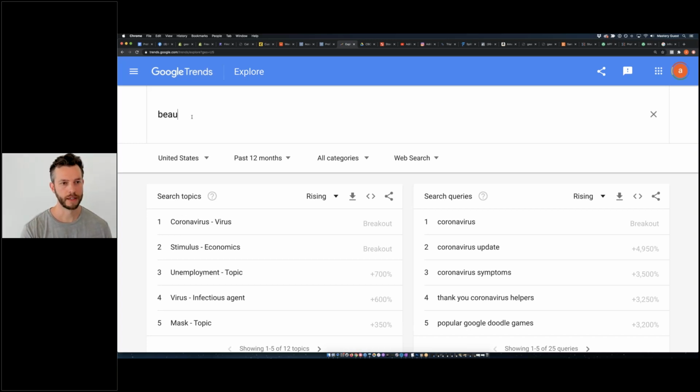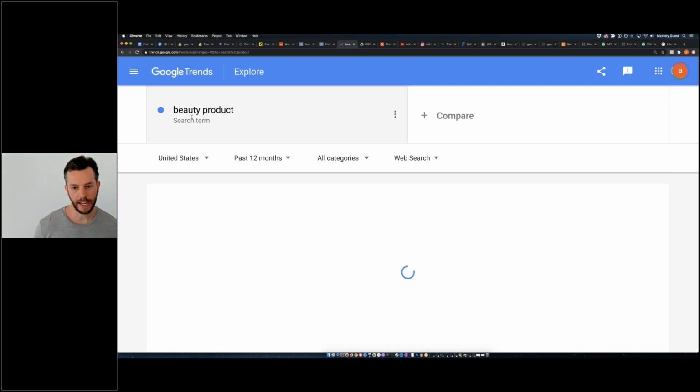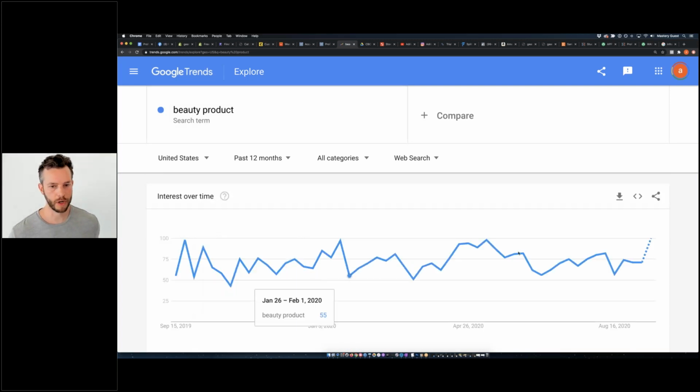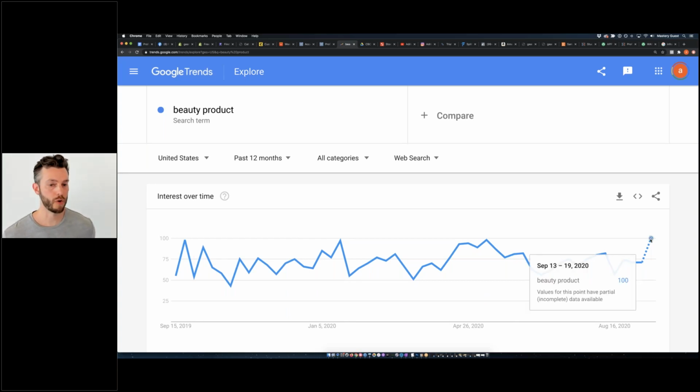So if I go on and I type in beauty products, it's going to show me that on a scale of 0 to 100, right now, beauty is hitting pretty hard. People are at home, and I guess they're not able to go to the salon as much, hence my hair. They're not able to go get manicures and stuff like that as much. And so a lot of people are buying at-home beauty products, ways to do skincare and whatnot at home, because they're not able to go to a business and get a facial or a therapy or something like that.